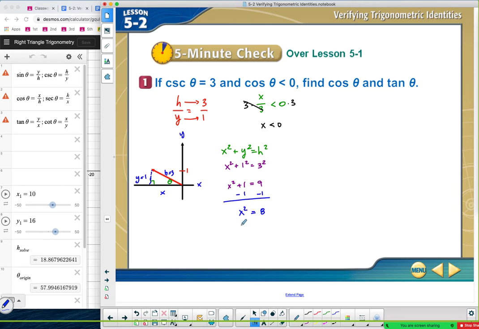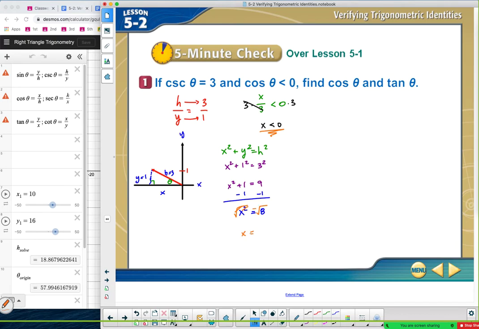And how do we get rid of a square? A square root. Yep. Now normally in math, if you add a square root that's not originally there, you need to add a plus or minus. On this problem, we don't need to add a plus or minus though, because we know that x has to be negative. So I'm just going to put a minus symbol there.